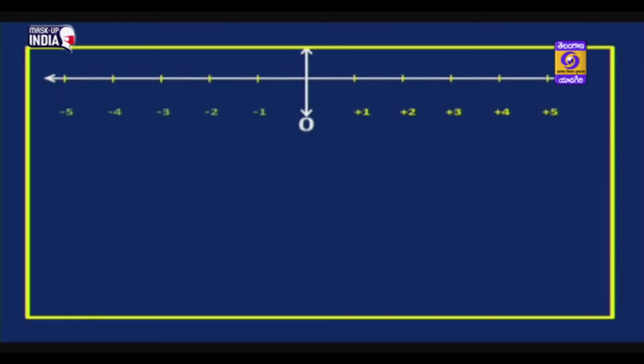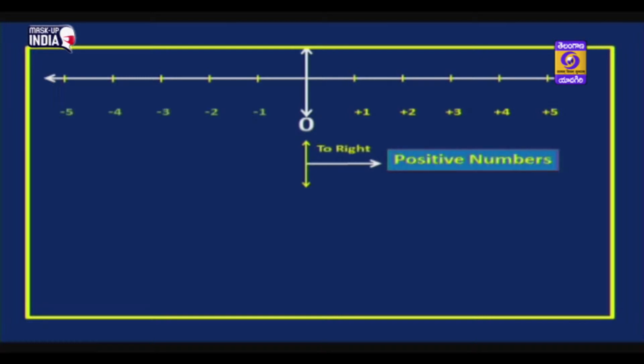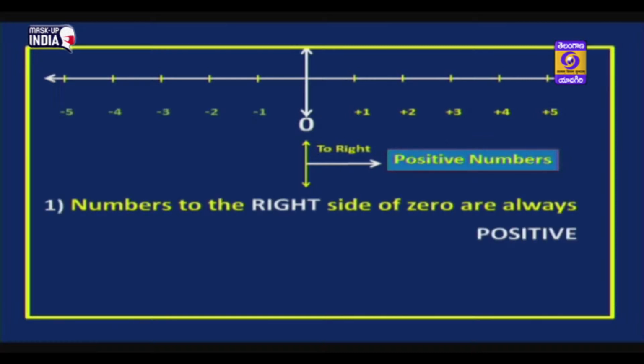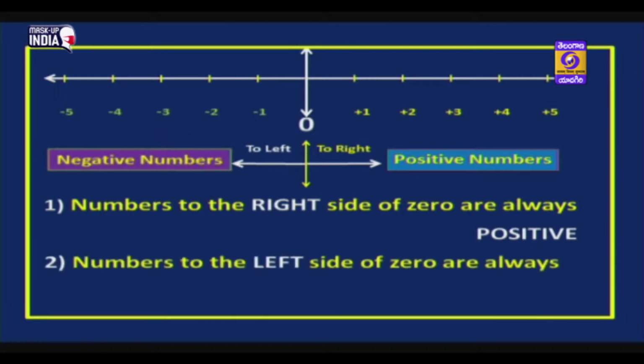So, children, what do you notice on your screen? That is right, it is an integer number line. Okay, children. So, we have 0 here which is neither positive nor negative, and towards its right we see all these positive numbers, isn't it children? Now, again if you notice towards its left side you see all the negative numbers. So, numbers to the left side of 0 are always negative and the numbers to the right side of 0 are always positive.